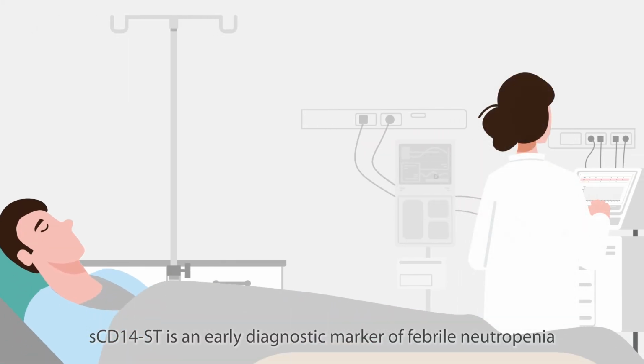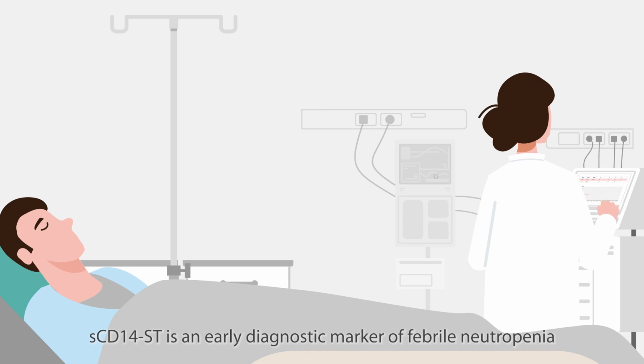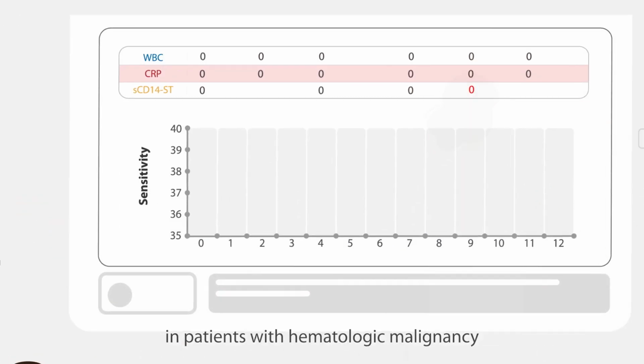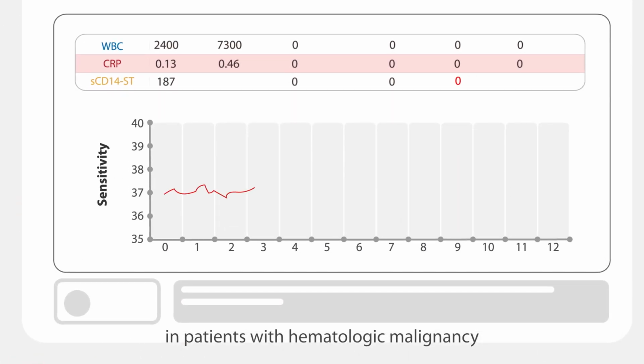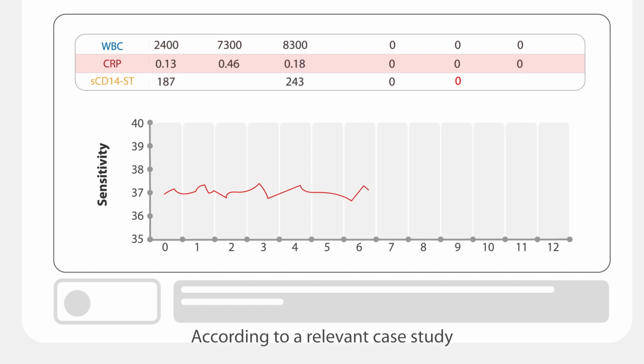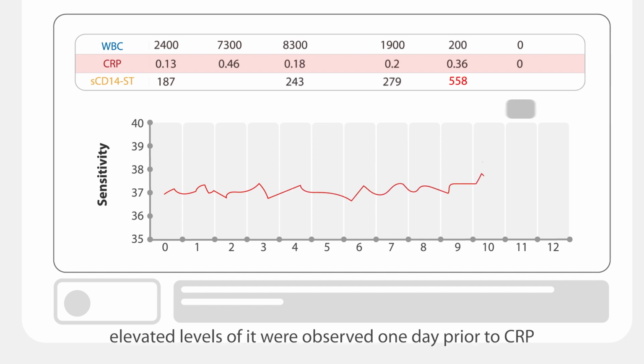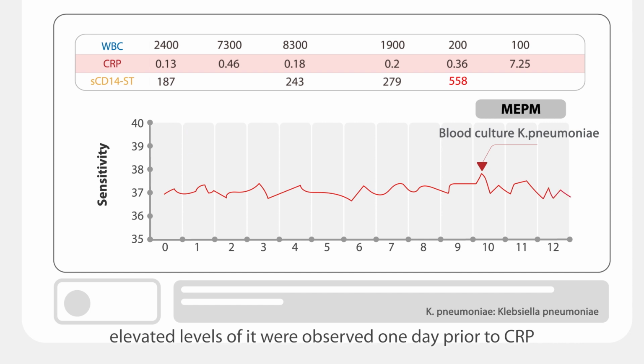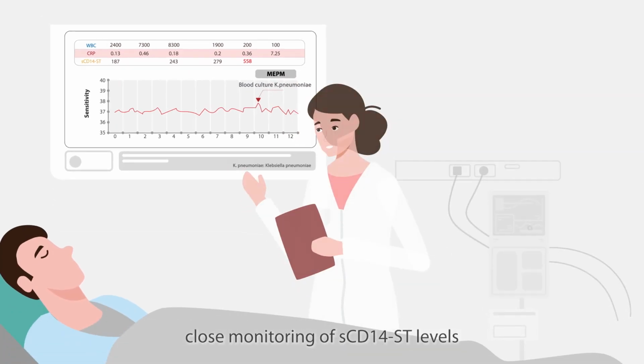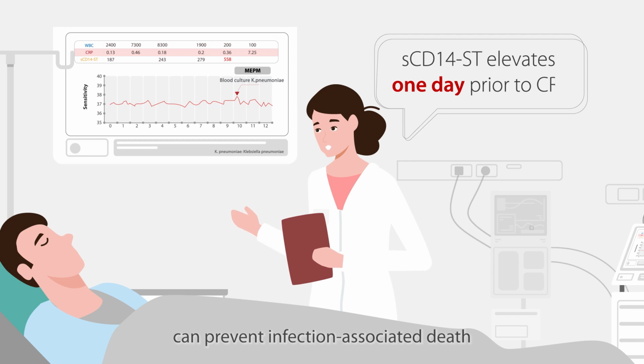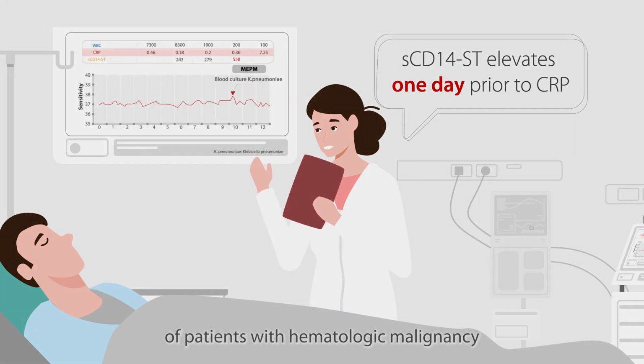Moreover, sCD14-ST is an early diagnostic marker of febrile neutropenia in patients with hematologic malignancy. According to a relevant case study, elevated levels of it were observed 1 day prior to CRP. Further, close monitoring of sCD14-ST levels can prevent infection-associated deaths of patients with hematologic malignancy.